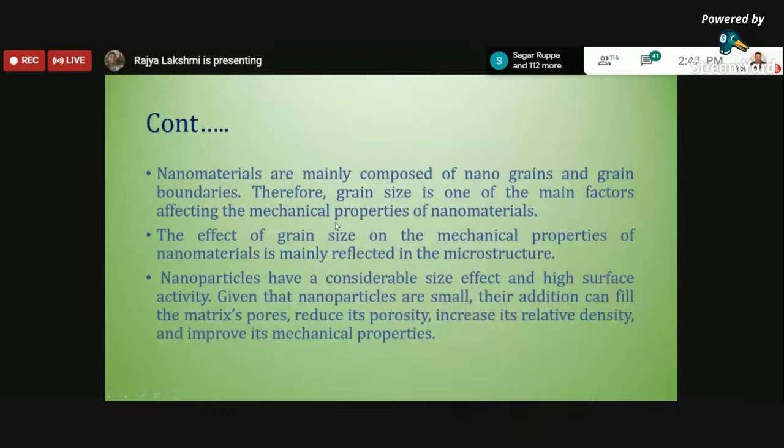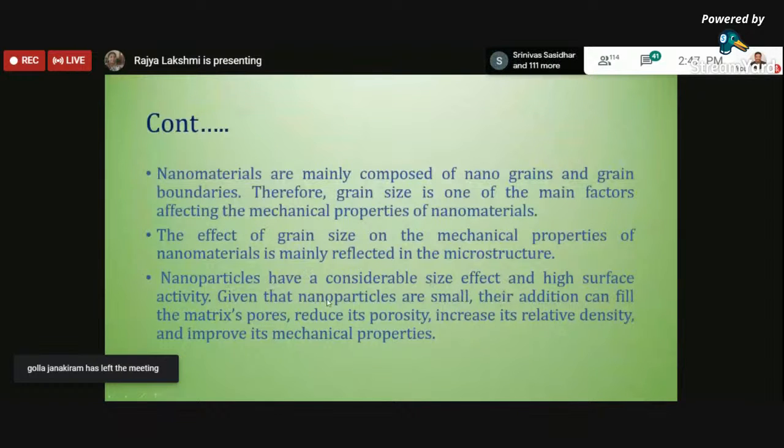So once there is a structural change, automatically it will lead to improvement in mechanical properties. Already all of us know that the effect of grain size on mechanical properties of nanomaterials is mainly reflected in microstructure only. So how to change this microstructure so that mechanical properties will be improved? How will nanoparticles in a microstructure impact the improvement of mechanical properties?